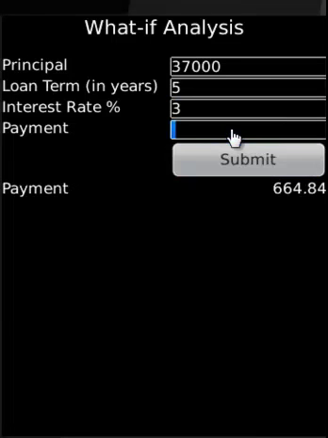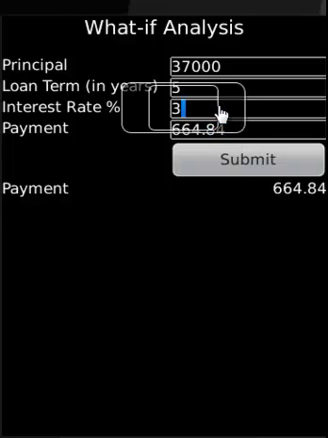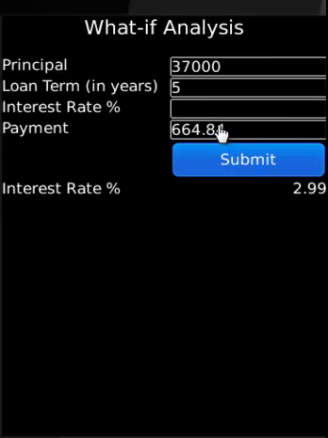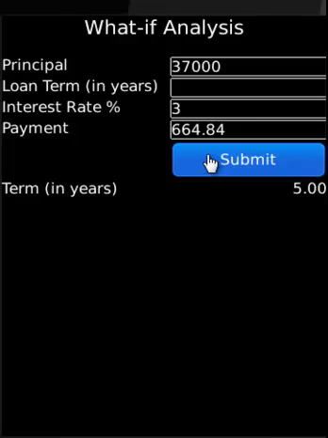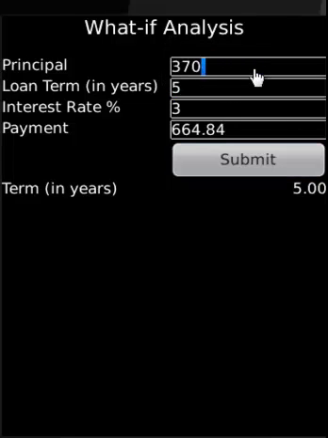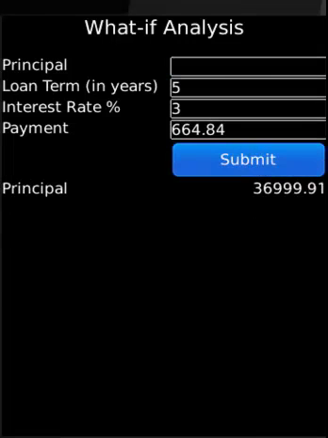So now let us say we have 664.84, we have the payment, we want to calculate the interest, so that's very close. So now let us say we have the interest, we want to calculate the term. So now say we have all these, we want to calculate the principal, and this is what we get. So we just covered the functionality of what if analysis.